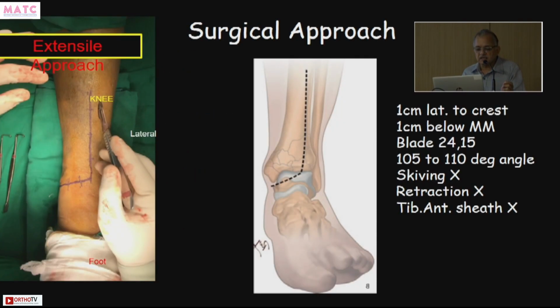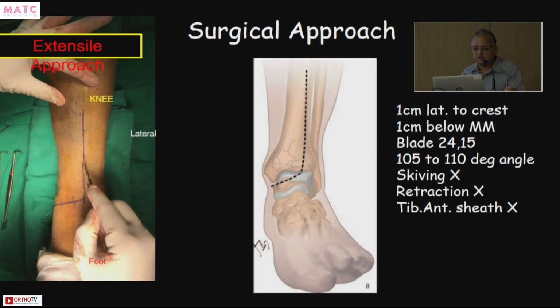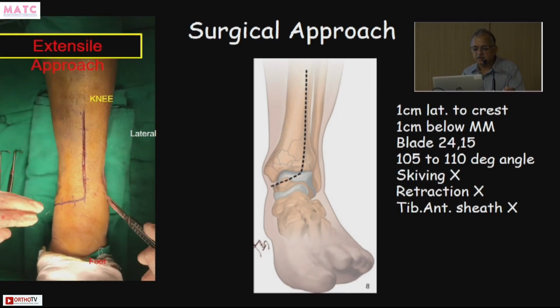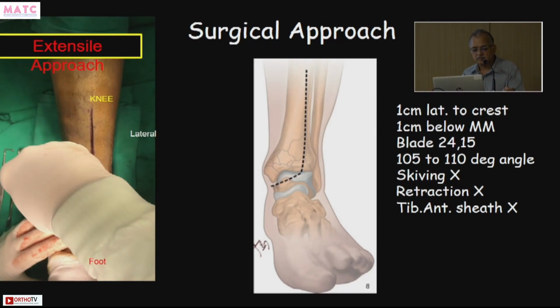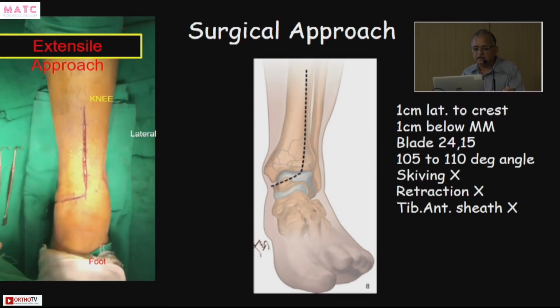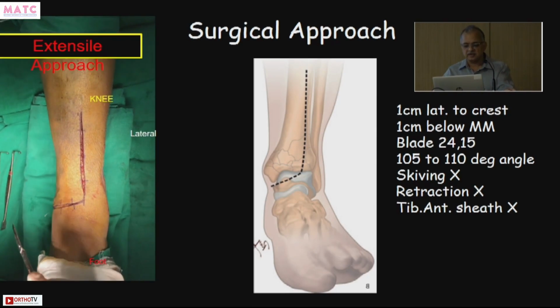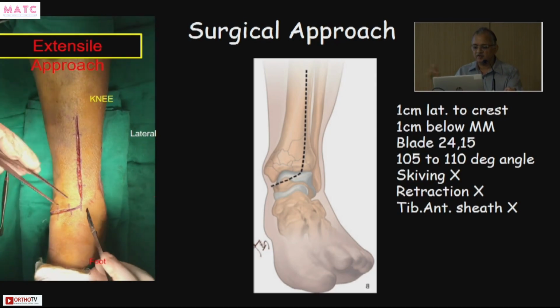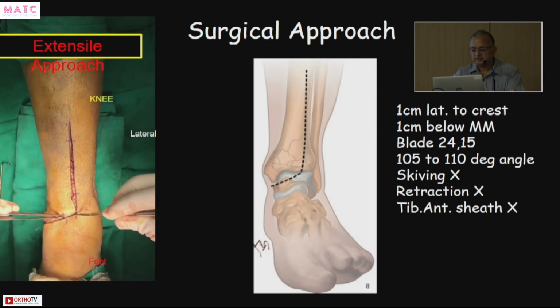One more extensile approach which has been described is this one, where you take an incision 1 centimeter lateral to the crest, 1 centimeter below the medial malleolus, and then connect these two incisions. When you are connecting at the angle, change the blade from 24 to 15. That angle has to be about 110 degrees. So that avoids skiving, that is an oblique cut to the skin, which is very precarious.